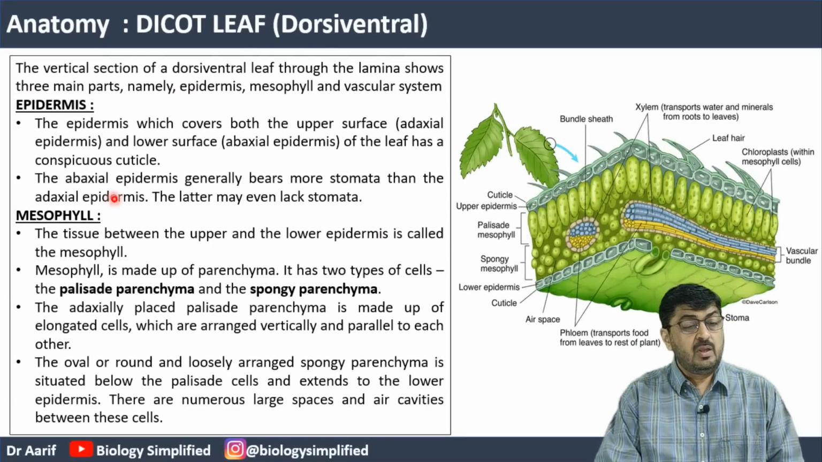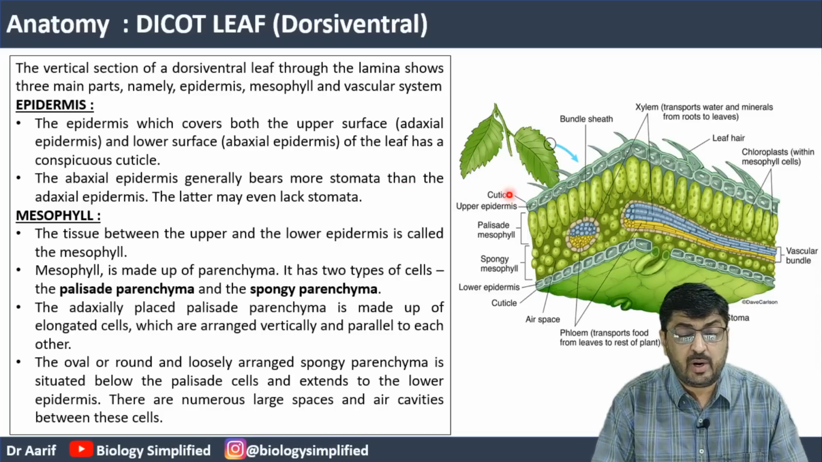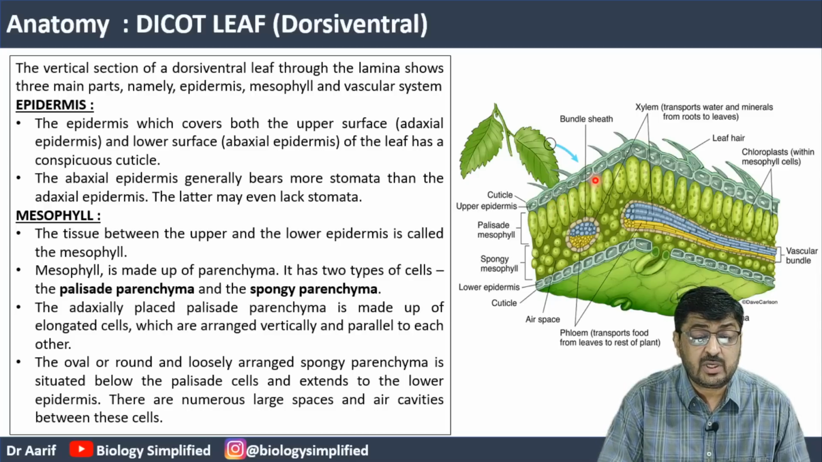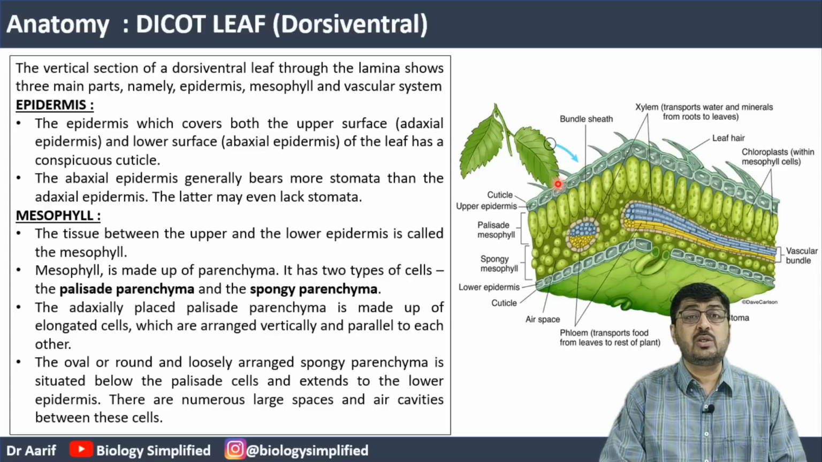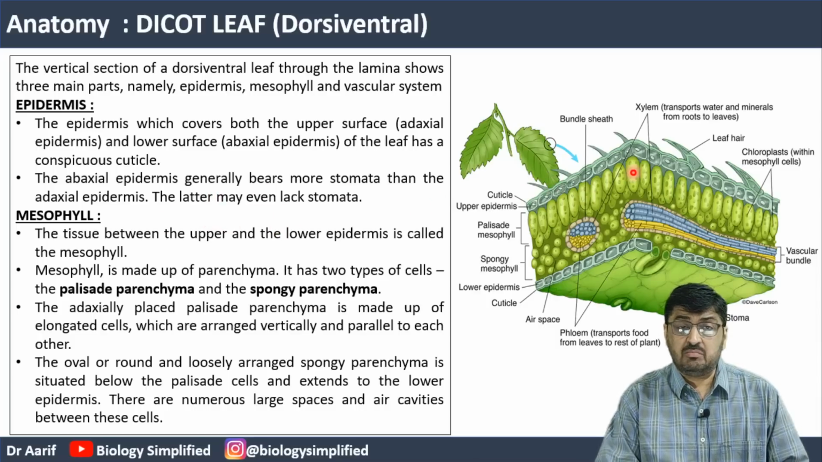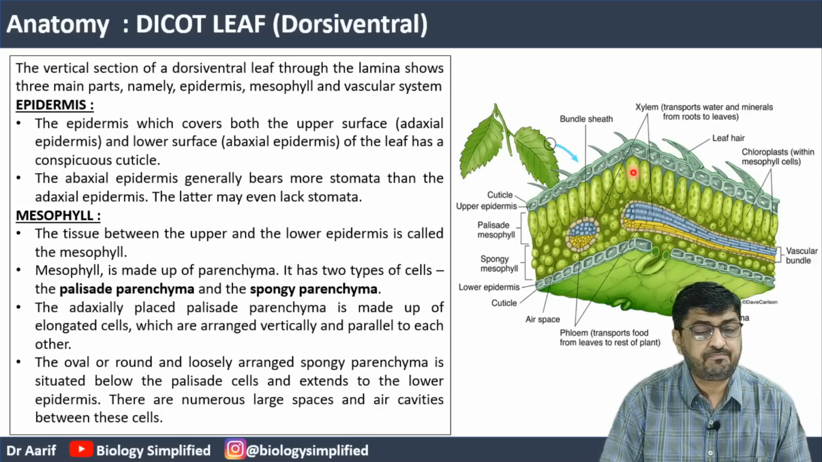ठीक है. The abaxial epidermis generally bears more stomata than the adaxial. Abaxial मतलब lower epidermis has got more stomata. Can you see presence of stomata here? एक मेरे पीछे भी है यहाँ पर, right? Relatively देखो यहाँ पे margin में एक भी stomata का opening नहीं दिख रहा है, right? So हो गया ना ये तुम्हारा lower epidermis का structure different from upper epidermis का structure. That's why it's called dorsiventral leaf, right? The latter may even lack stomata. It could be that stomata might be absent completely in the adaxial upper surface.